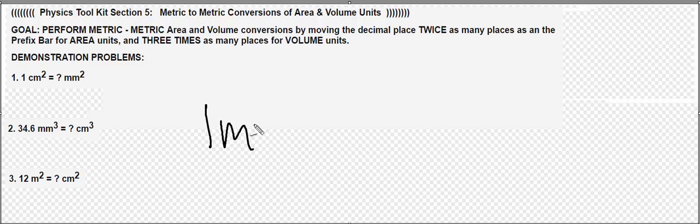1 square meter is 1 meter times 1 meter.